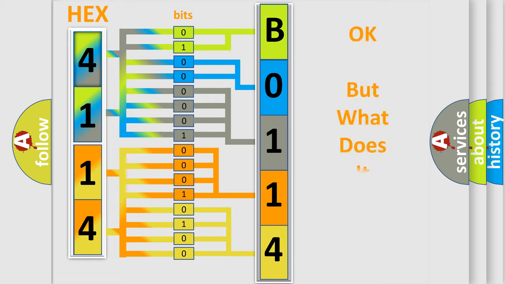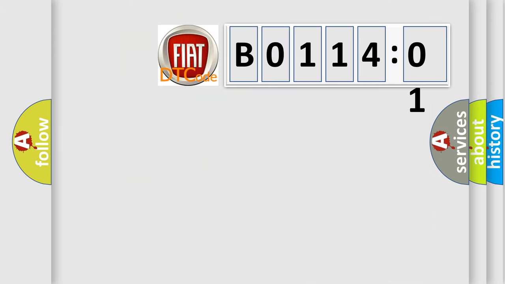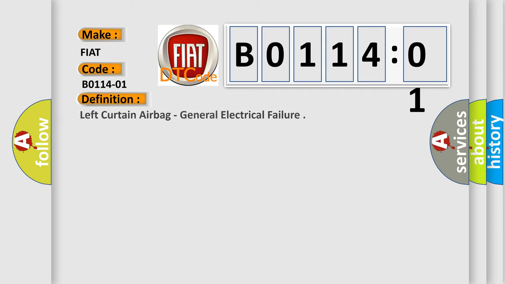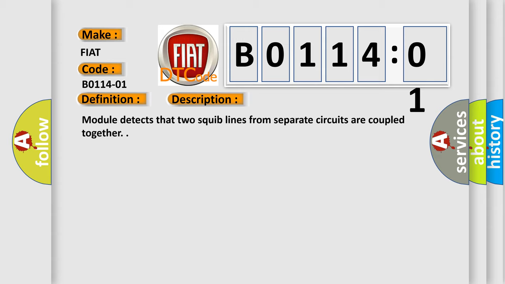The number itself does not make sense to us if we cannot assign information to what it actually expresses. So, what does the Diagnostic Trouble Code B0114-01 interpret specifically for Fiat car manufacturers? The basic definition is left curtain airbag, general electrical failure. And now this is a short description of this DTC code. The module detects that two squib lines from separate circuits are coupled together.